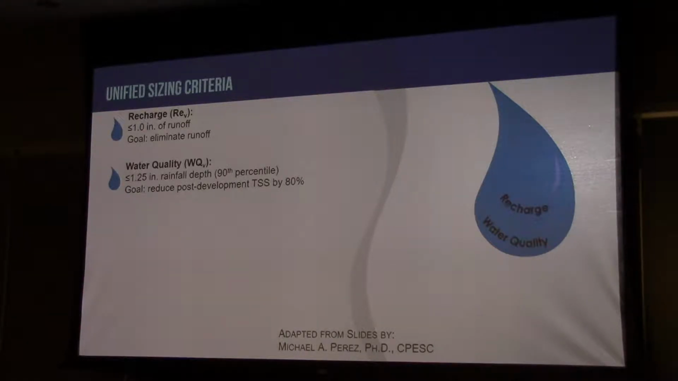The second tier in the teardrop is water quality. So looking at those storms that are about 1.25 inches, and we'll discuss why that is what it is. Looking at those events, we're trying to capture that water and slow it down and clean it before it goes out to the streams.